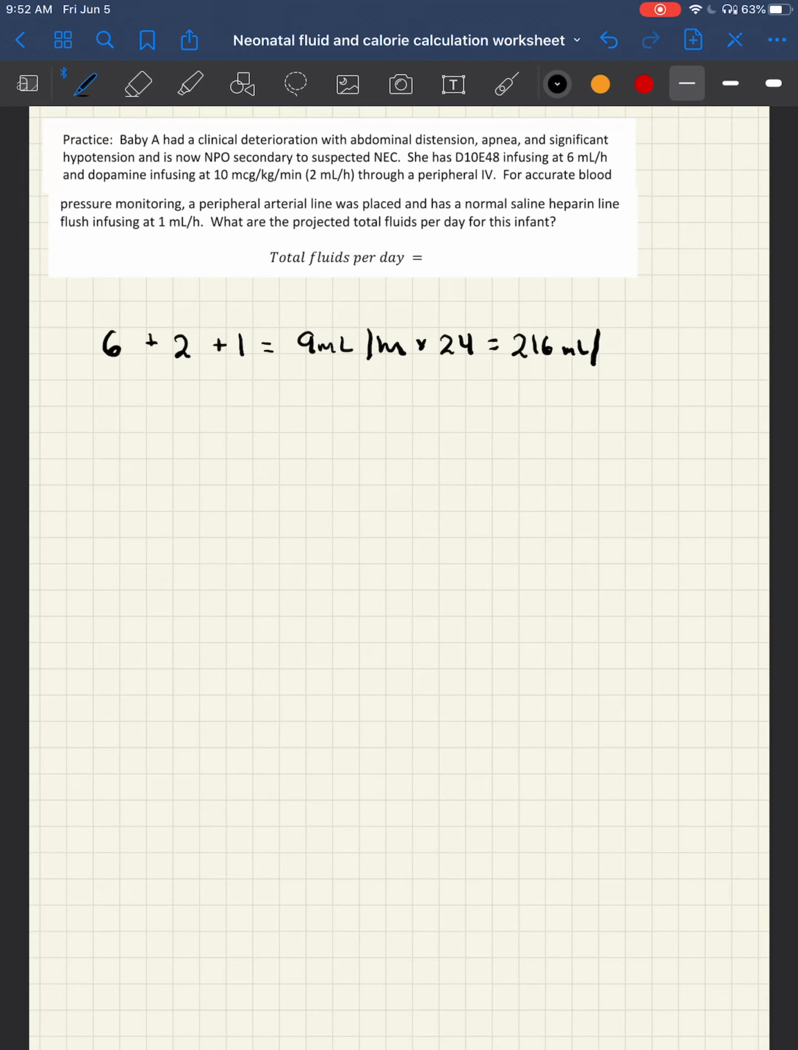Then we divide by the weight. It wasn't given in this problem, and I apologize for that. We'll assume 1.5 kilograms. So take 216, divide by 1.5 kilograms, and that'll give us 144 milliliters per kilogram per day.